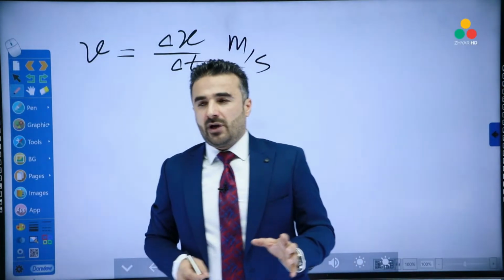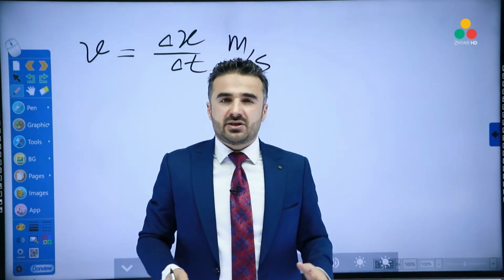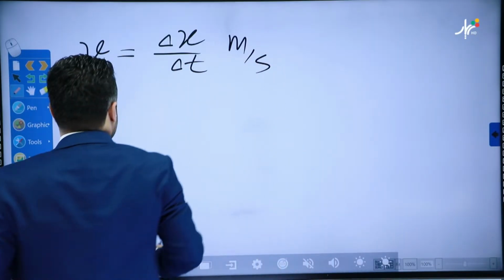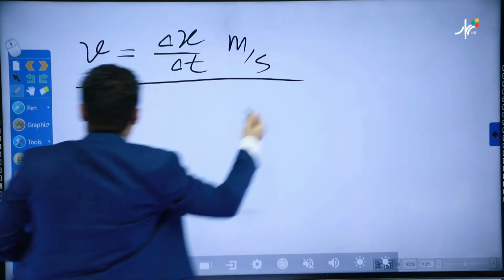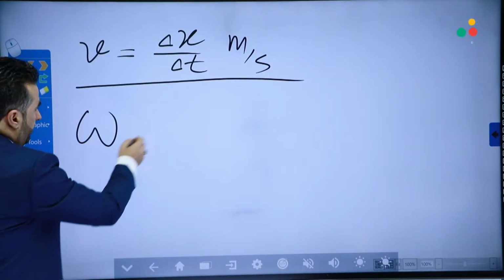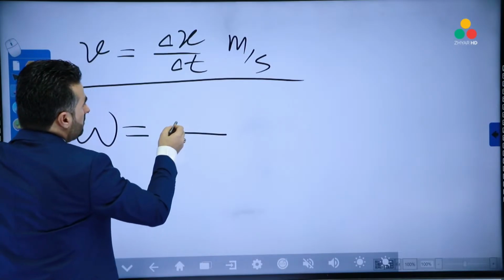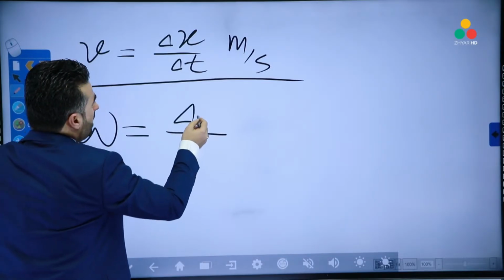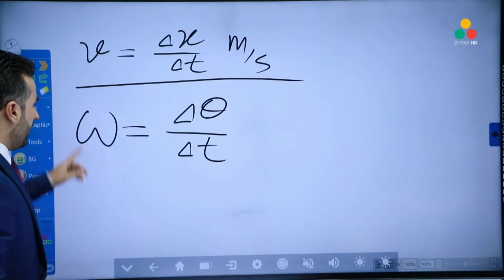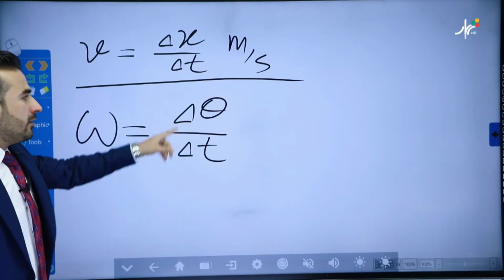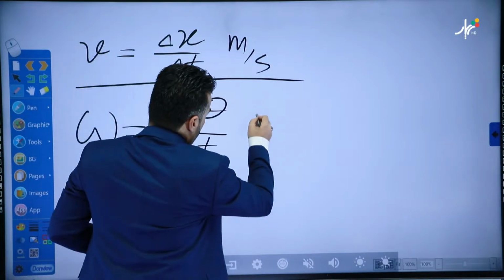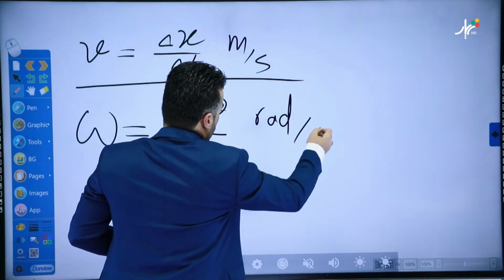Here, because we're dealing with angular displacement, we have angular velocity. What is angular velocity or angular speed? We use the letter omega for that, and it equals the change in angular displacement divided by the time. So angular speed is the change in angular displacement divided by the time, and it is measured in radian per second.